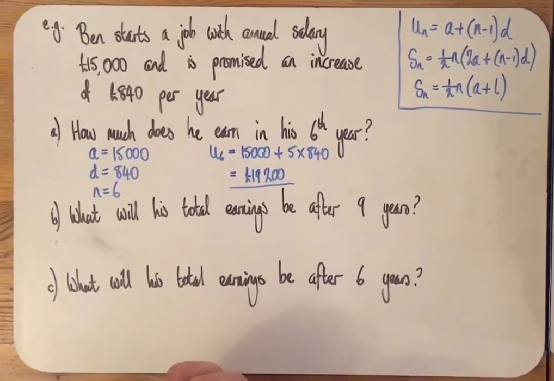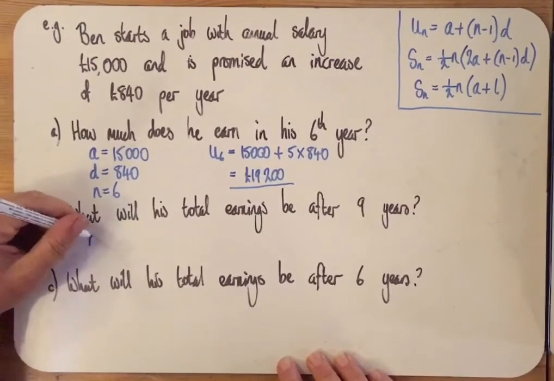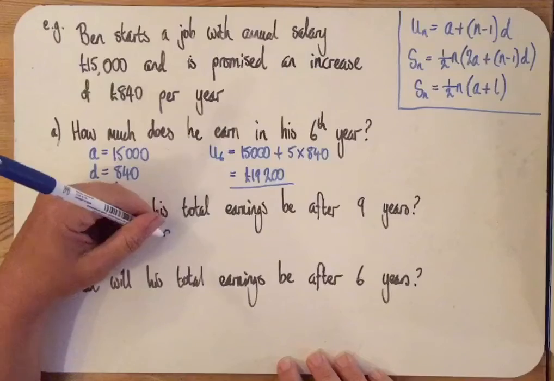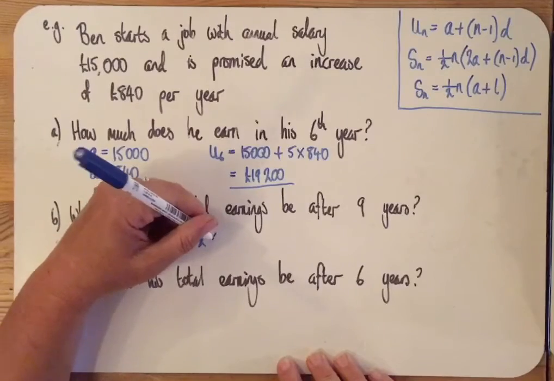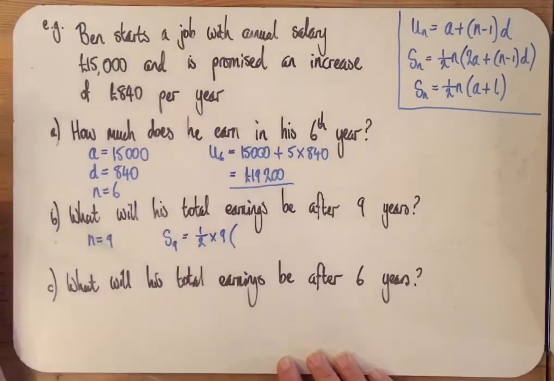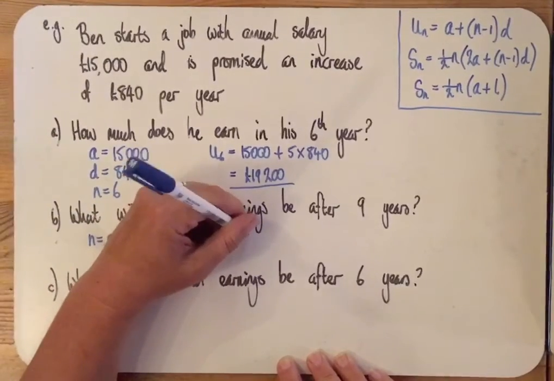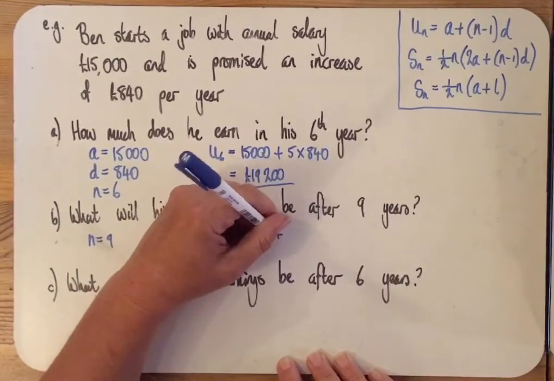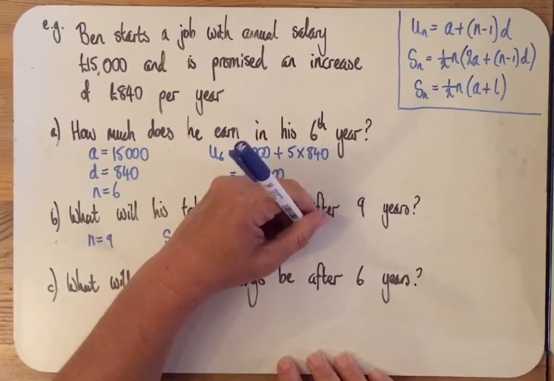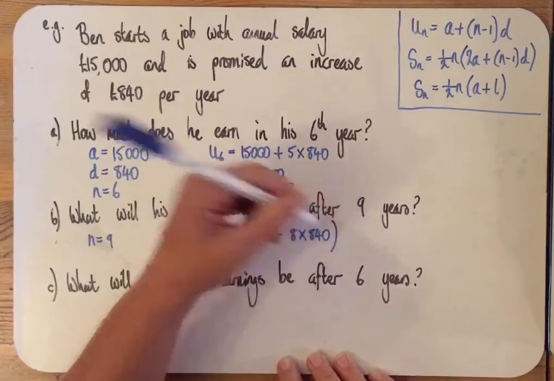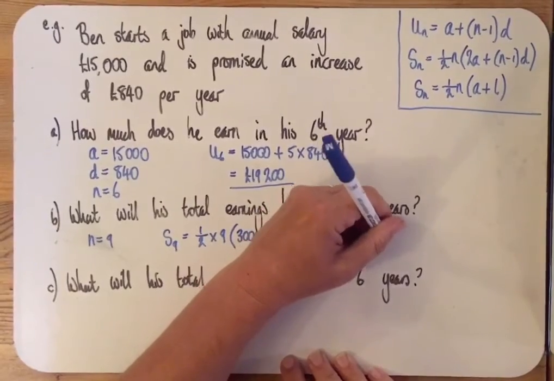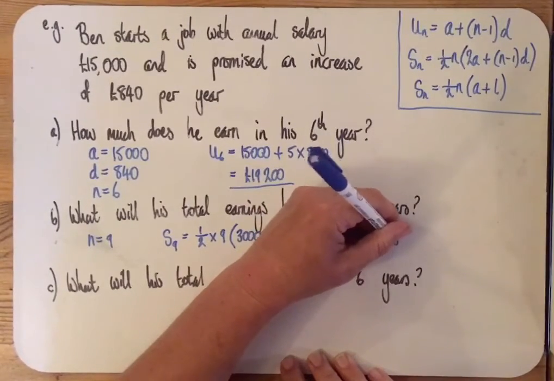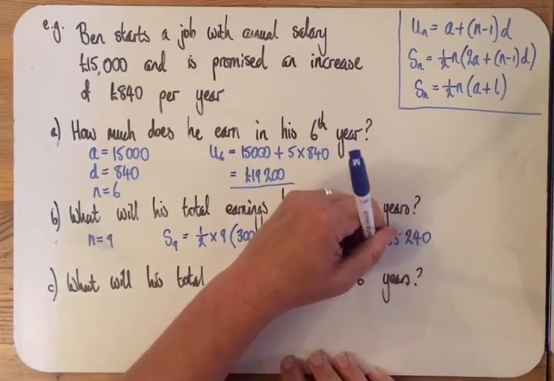What will his total earnings be after 9 years? So in this case we need the formula for the sum. a and d are the same, but in this case n is equal to 9 and we want the sum of the first 9 terms. So that's going to equal half times 9 lots of 2a, which is 30,000, plus n minus 1, which is 8, times d. And I would be tempted just to put that straight into a calculator in all honesty, and it looks a little bit healthier. Get 165,240.